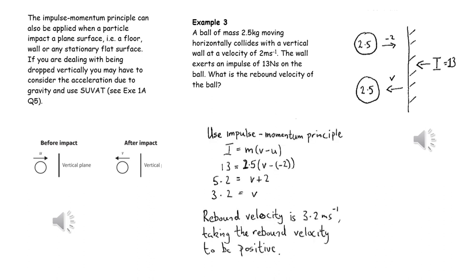In this example, you just need to be careful that the impulse is acting away from the wall, so that's the direction we have to take as positive. So the final velocity will be positive, but the velocity that the ball approaches the wall at will be negative.